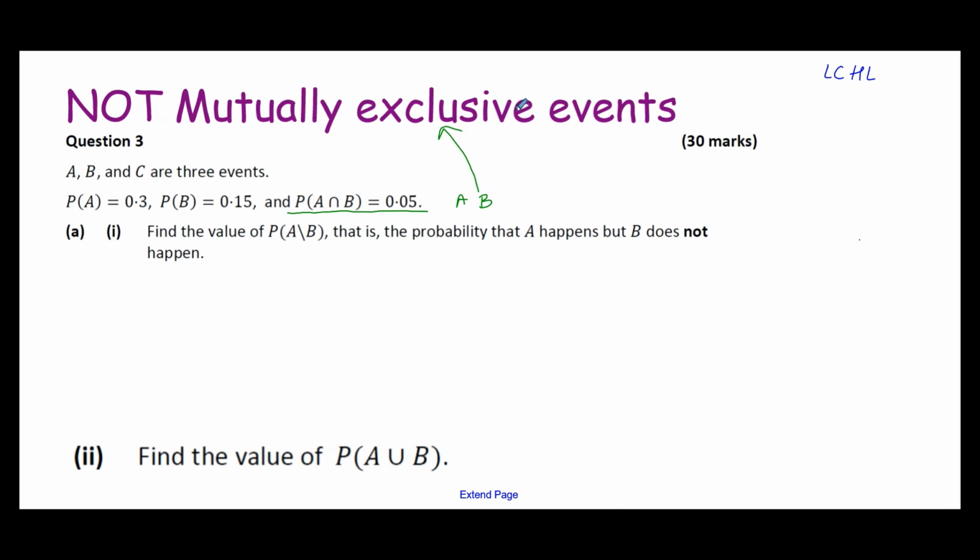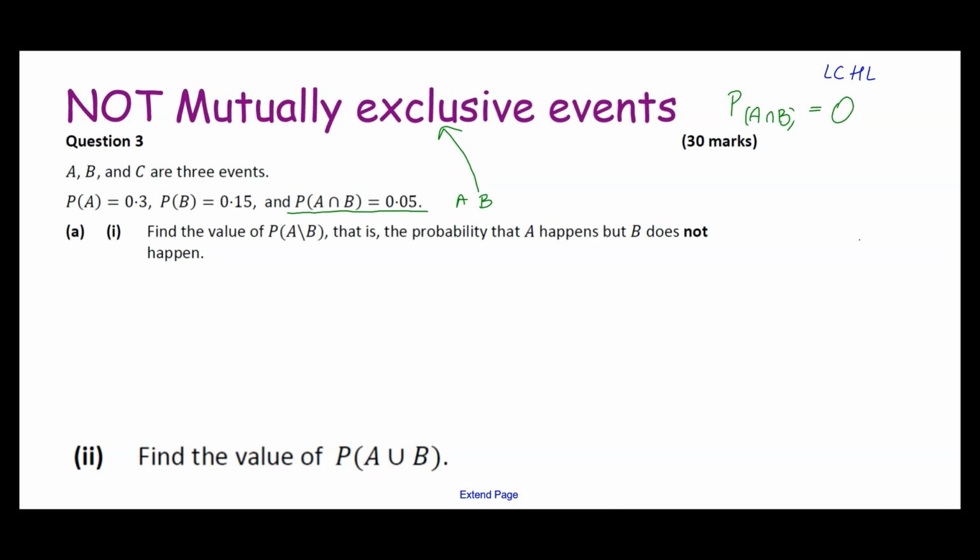How do we recognize if events are mutually exclusive or not? If the common part between 2 events is 0, they are mutually exclusive. But if it is not 0, like in this case, then they are not mutually exclusive.